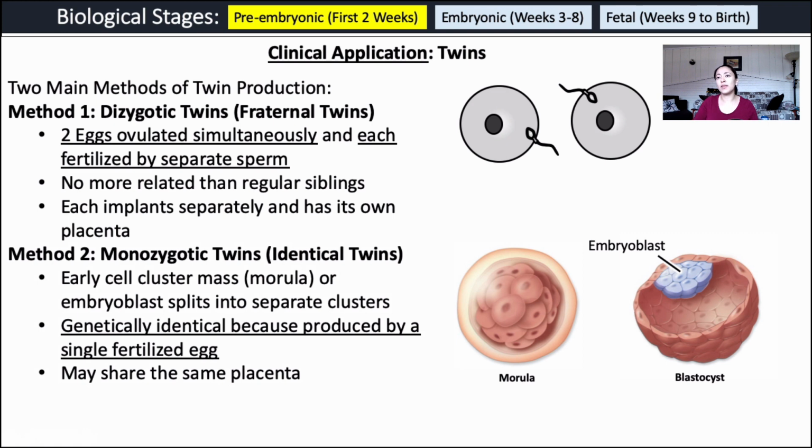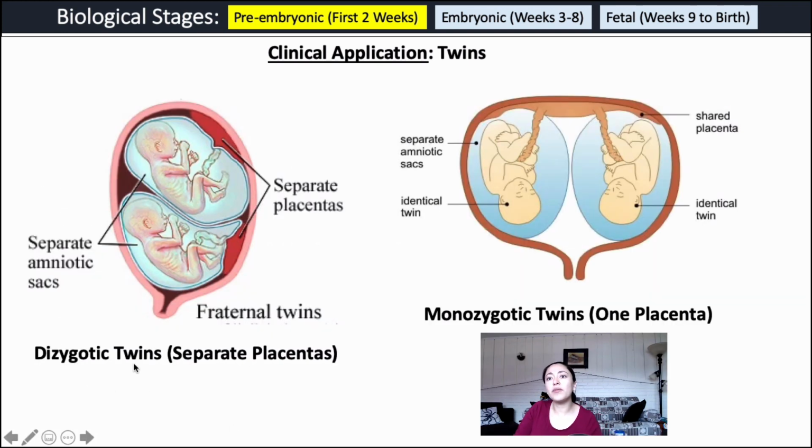separate placentas. So here we can see dizygotic twins developing within the uterus, and each one has its separate placenta because they implanted separately into the uterine wall. The placenta is a disc-shaped tissue. So here's the placenta for this infant here, and then here's the placenta for the other one. Each one has its own amniotic sac though. Monozygotic twins are shown over here on the right, and you can see that each one has its own amniotic sac, but they're sharing one placenta to nourish both of them.